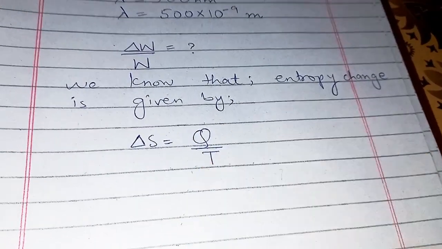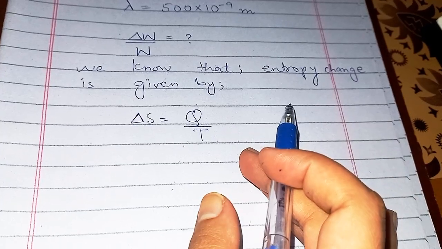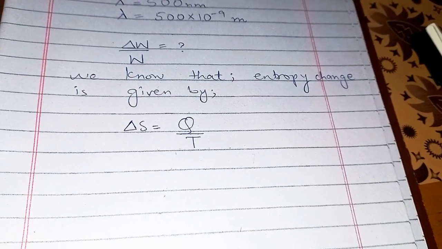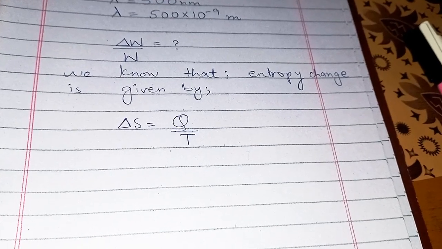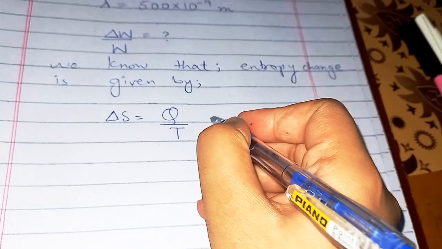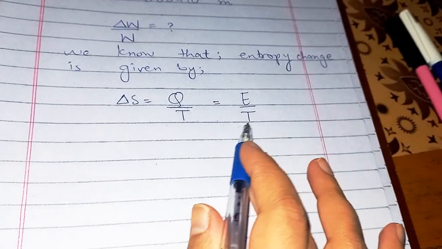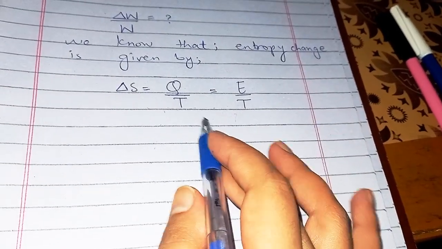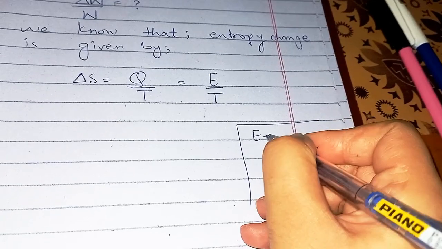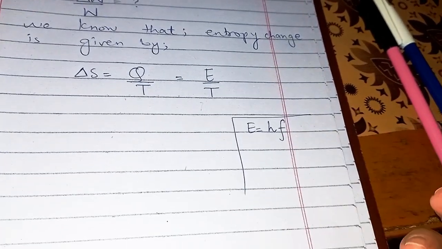Q by T. Here Q is the energy absorbed or released, and since in our case the system has absorbed a photon and it has absorbed energy, there will be an increase in entropy and it will be positive, and that Q would be equal to the energy of the photon. So we can make it equal to E by T, where E is the energy of the photon, and we know that the energy of a photon is given by Planck's formula. E is equal to hf. h is Planck's constant and f is the frequency.